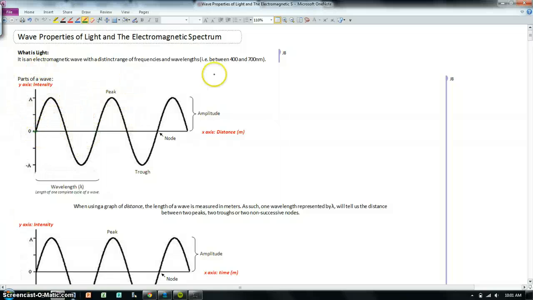Okay? So this here is your wavelength from there to there. Okay? Also from here to here or here to here. Okay? So it contains one peak, one trough, and two nodes. That's one wavelength. Okay? The intensity or the amplitude tells us how bright that light might be, so that's basically the height of it. The length of the wave gives us more of the idea of color.